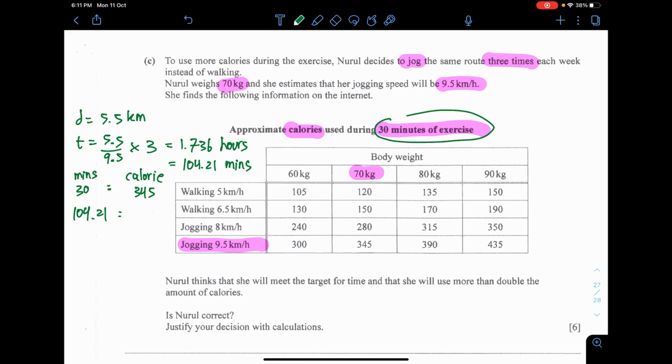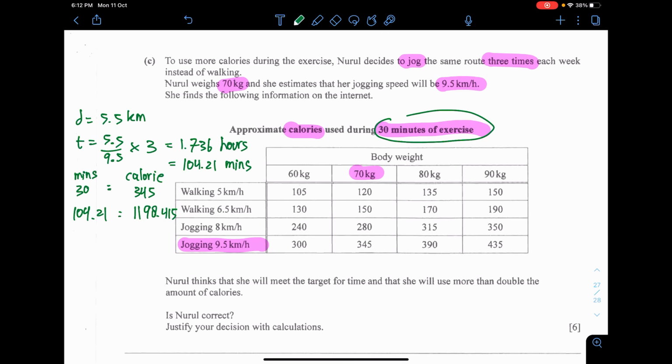Take 345 times by 104.21 over 30. Yeah, ratio conversion like usual. I get 1198.415 of calories burnt. Okay. So that is the amount of calories she has when she's actually jogging. Now that I think about it, right, more than double the amount of calories.